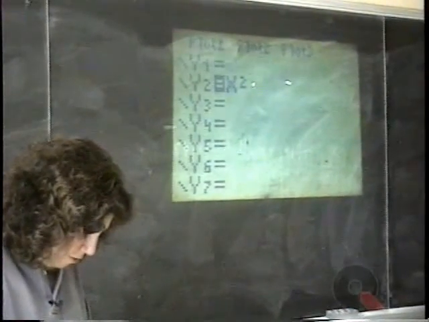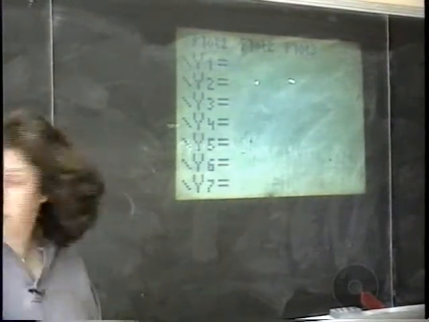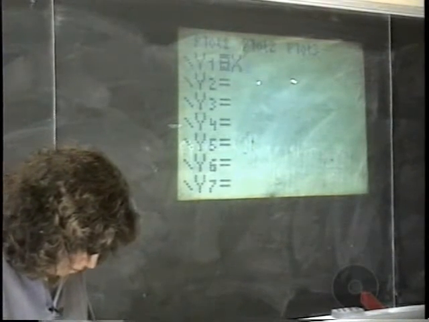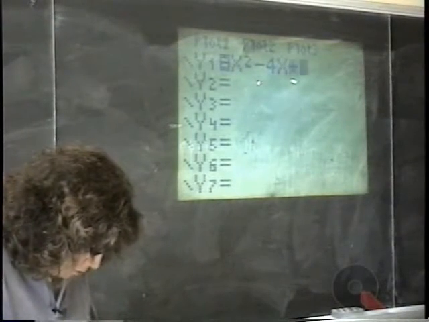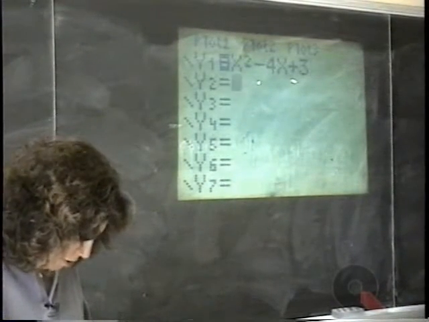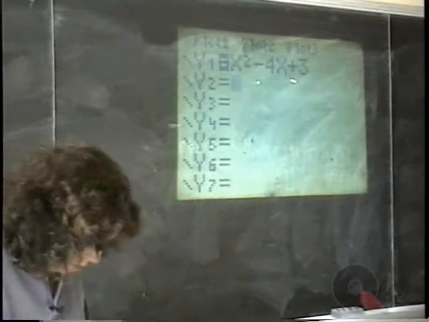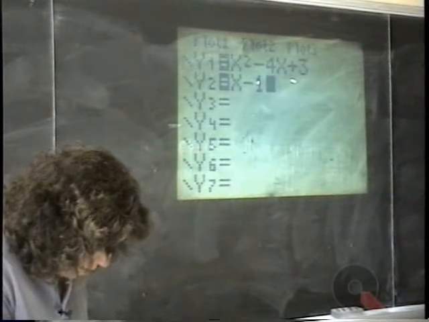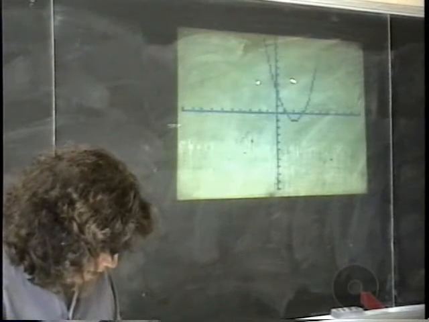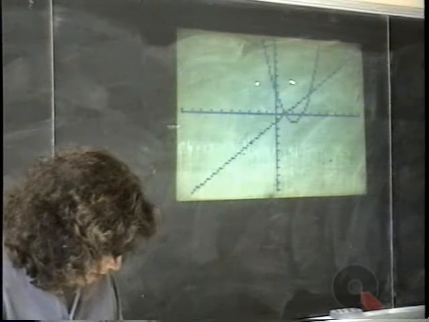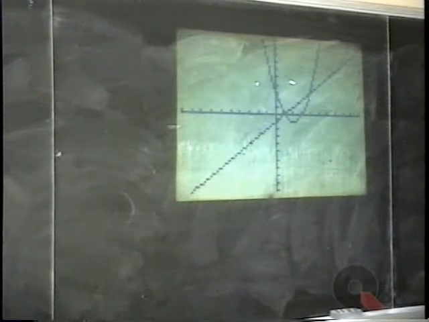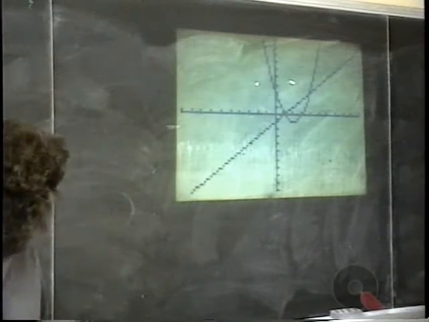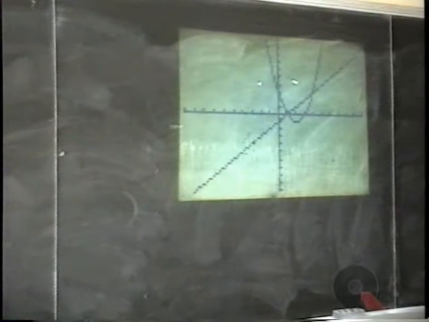I'm going to clear off what I have. Okay. X squared minus 4x plus 3 for the first one, enter, and x minus 1 for the second. Graphing it, and we have this parabola and this line. We want the points of intersection. Now these actually we can do freehand. Let me just copy the picture down for us over here.